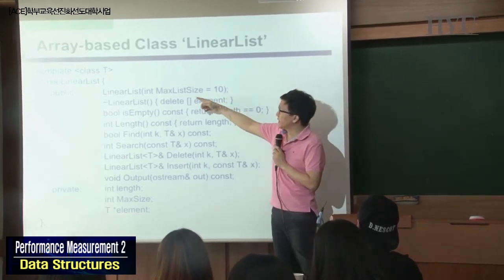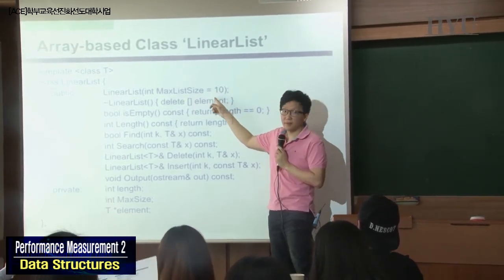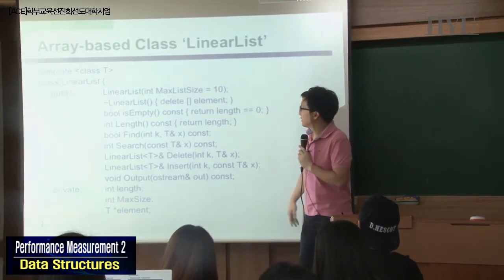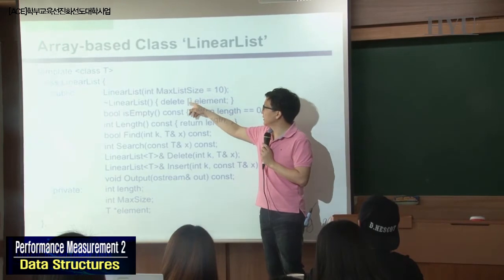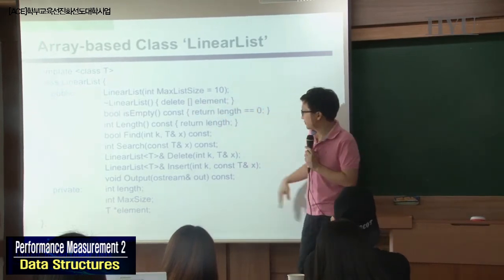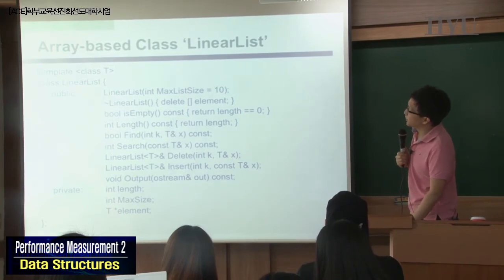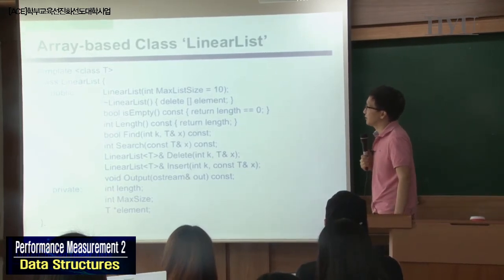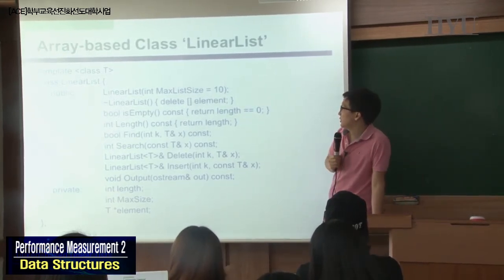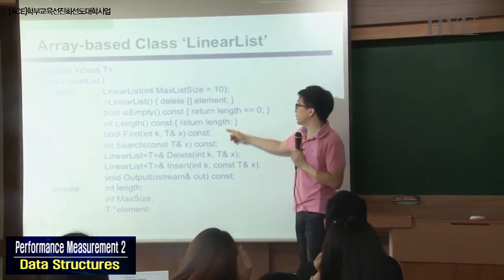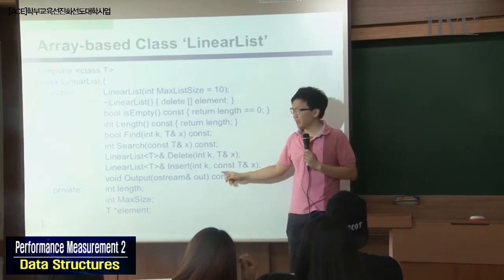Linear list, when I call that linear list, then I will create that list of size 10, for example. This delete function deletes a list element. They probably call that an element within the code. Boolean is empty. Integer, the returning value of the length is integer. They return the length of this ADT.